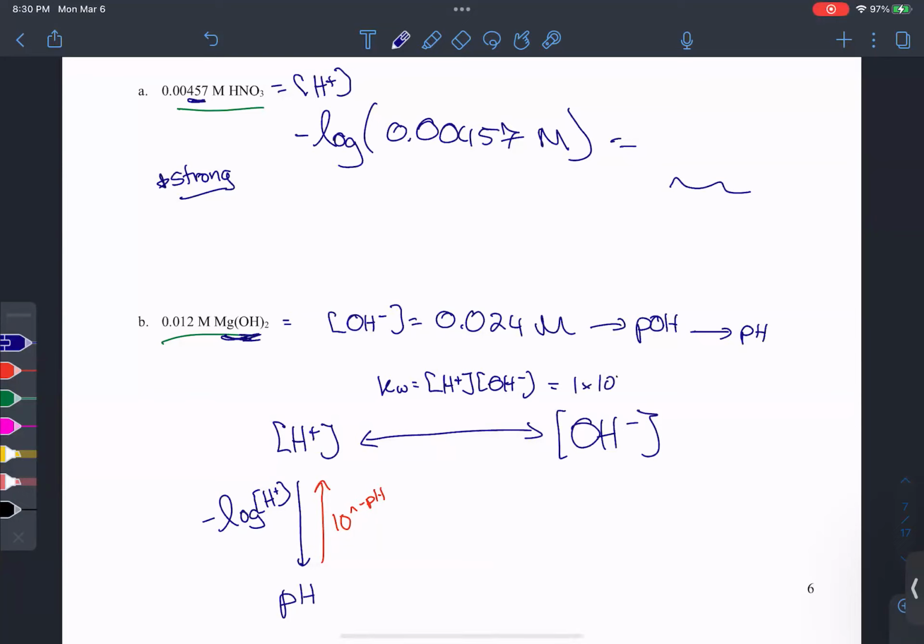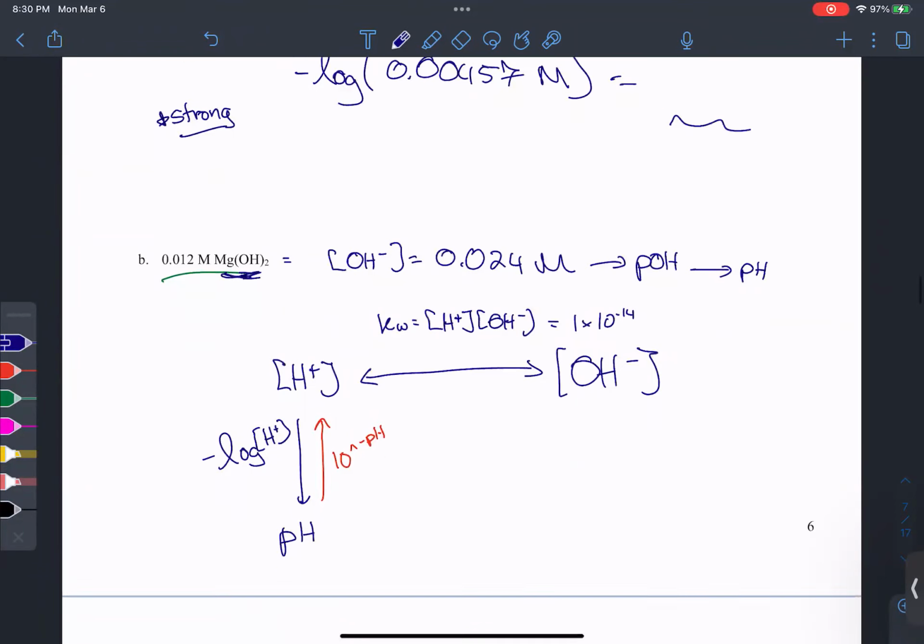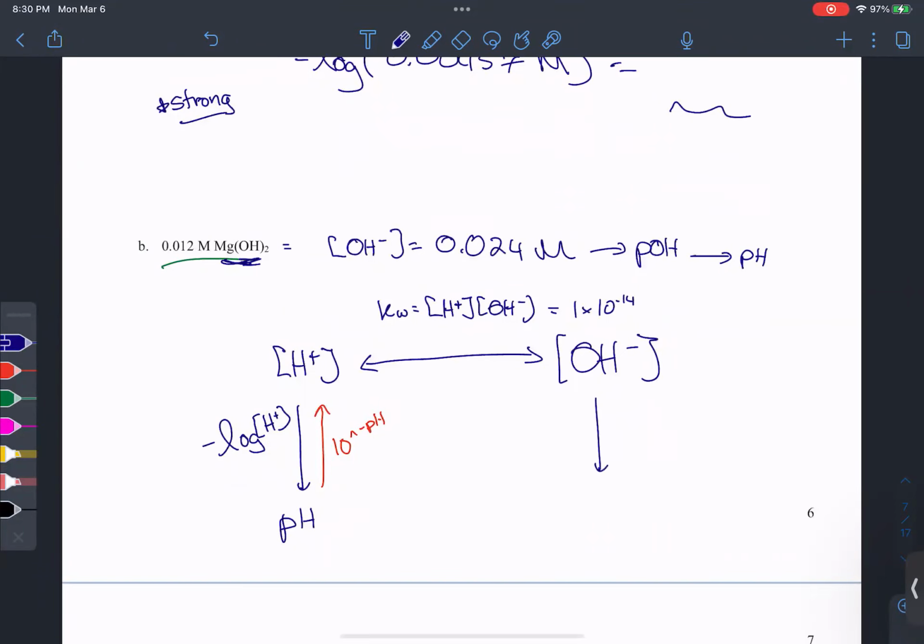1 times 10 to the negative 14, yes. All right, so that's the relationship to Kw. Kw is the auto-ionization of water. Okay, great. All right, so if we know the OH concentration, how do we get to POH? You take the negative log of it, great. And then to undo it, we do the 10 to the negative POH, great.